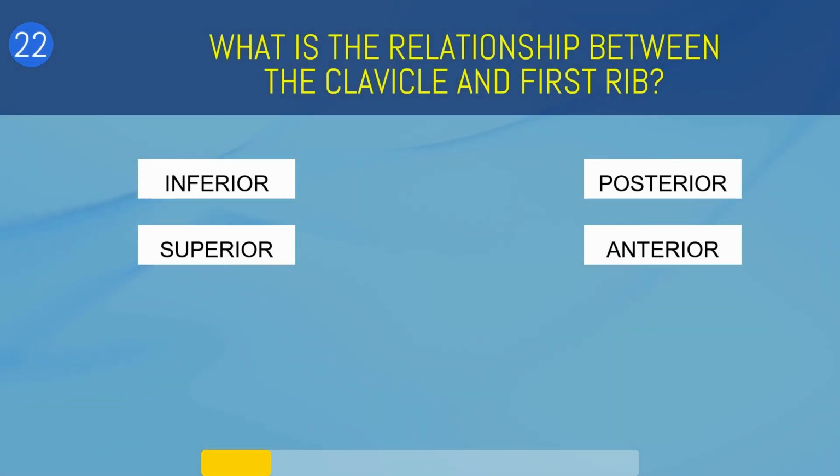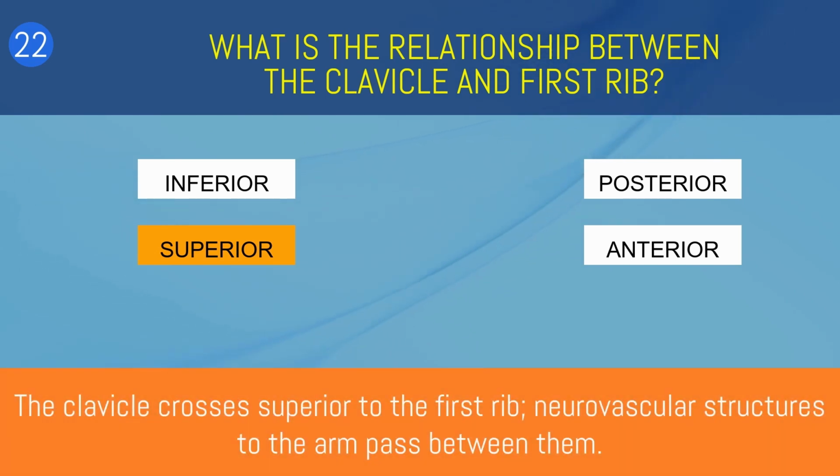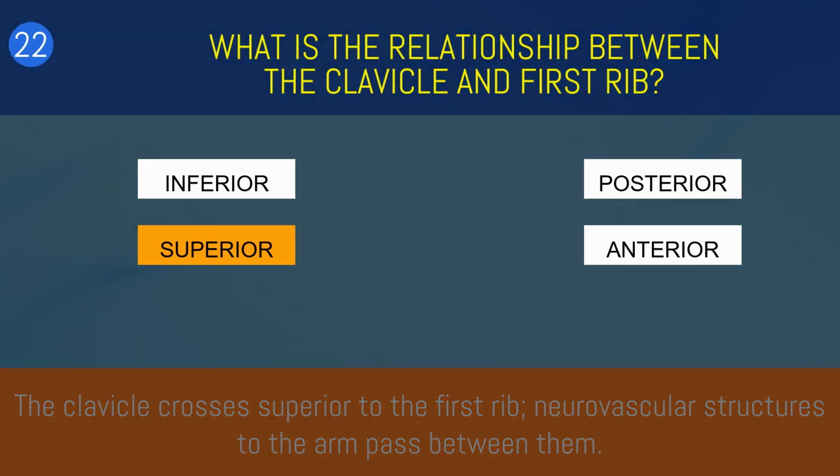What is the relationship between the clavicle and first rib? Inferior, superior, posterior, or anterior? Superior. The clavicle crosses superior to the first rib. Neurovascular structures to the arm pass between them.